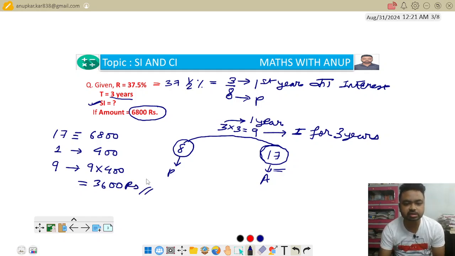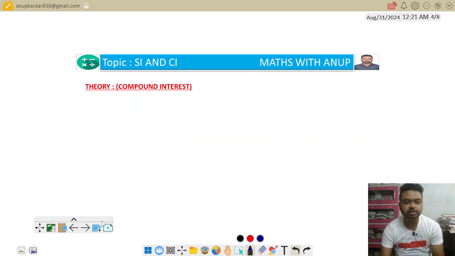I hope it is clear. It's a very basic example. Now let's proceed further. Now coming to the concept of compound interest, how it is different from simple interest.